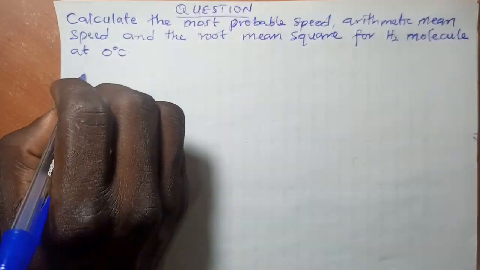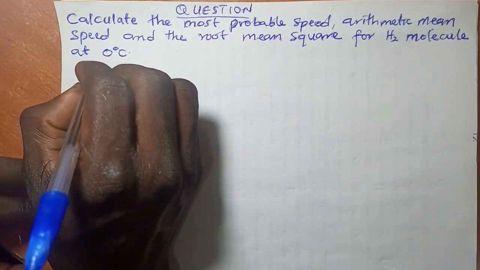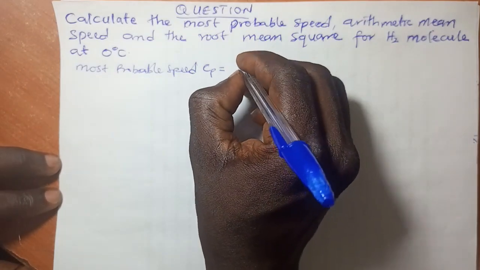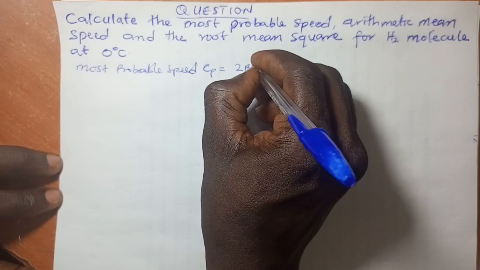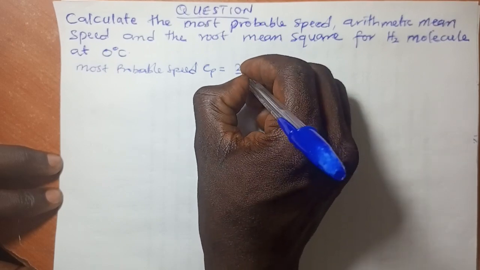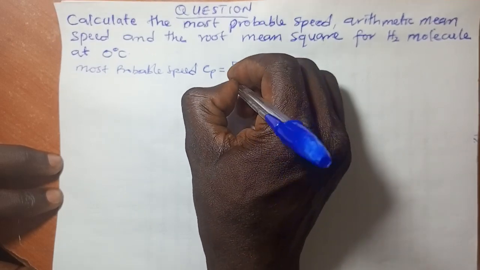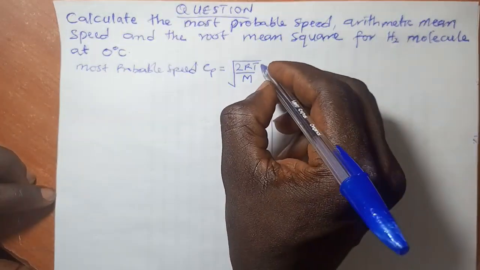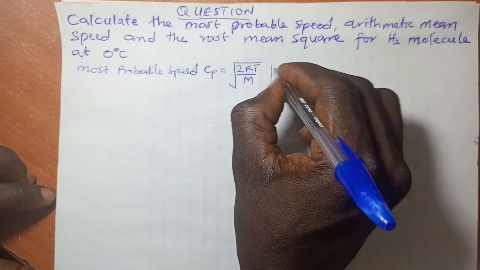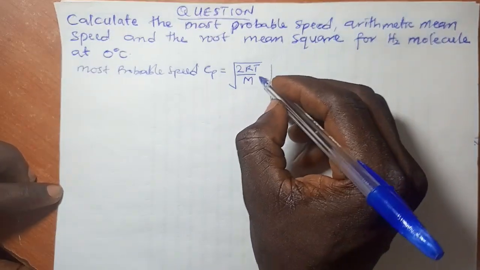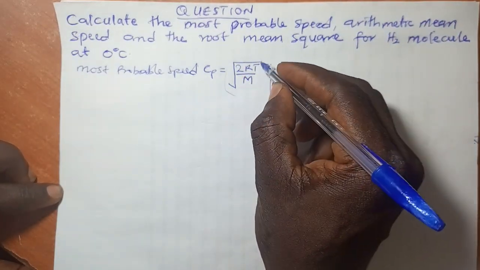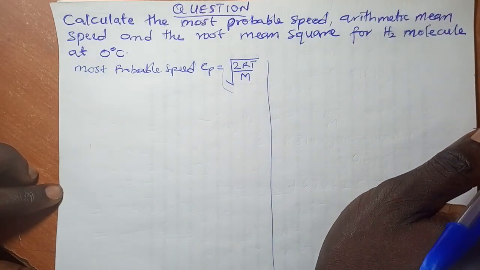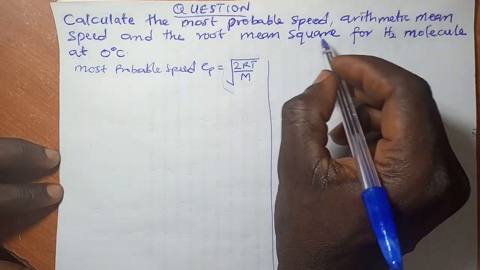Let's go straight to the most probable speed. The most probable speed is given by this formula: the square root of 2RT over capital M, which is the molecular weight, or you bracket it raised to the power of half. Do you understand? You bracket it like this, or we remove this square root, then bracket it raised to the power of half. Now let's look at what are the things given.